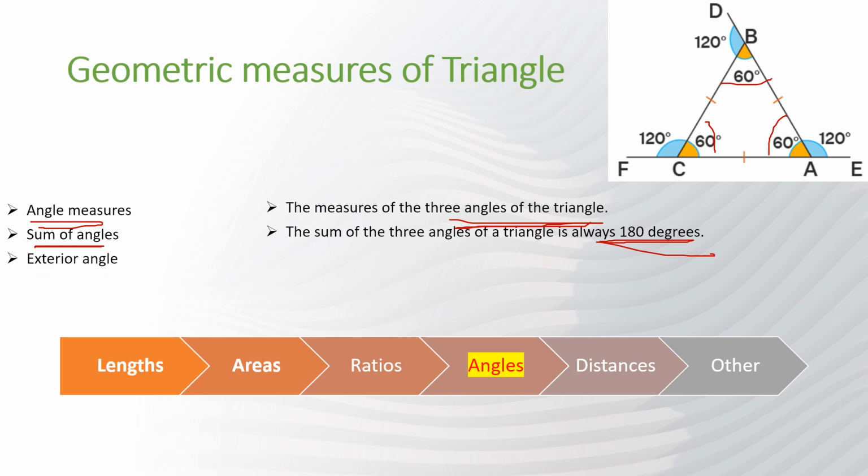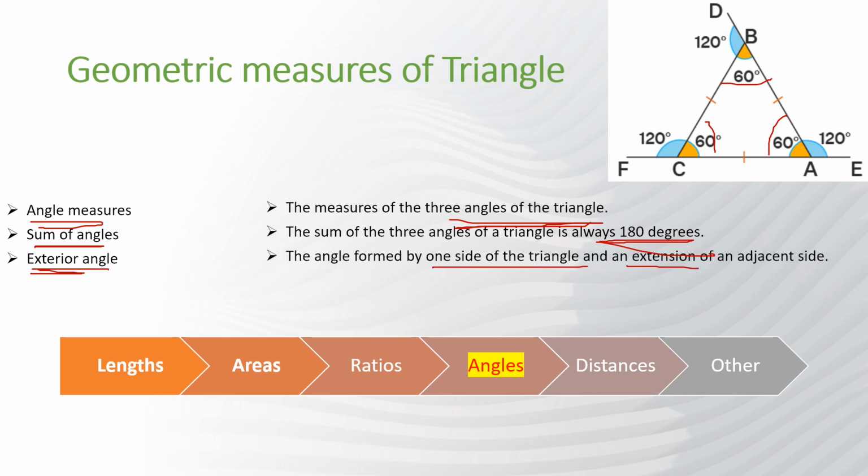And one more thing we are generally interested in is the exterior angle. For a moment, consider the angle formed by one side of a triangle and an extension of the adjacent side. As here, CA is the base of this triangle, and we extend CA towards E. Now look at this BAE; it forms an exterior angle. For an equilateral triangle, it will be 120 degrees, because the inside angle is 60 and the total should be 180, so we get 120. Otherwise, we generally talk about how much this exterior angle is.